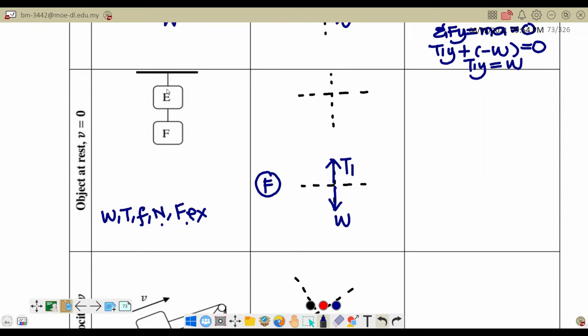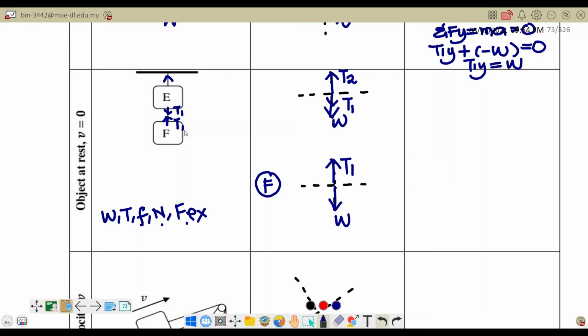For E we have weight. And for E, you see there's a string here, so there is a tension coming out from object E. Also there's another string on the top, so we have another tension. The tension acting on F and E is actually the same tension, so we label it as T1. And this is T2.